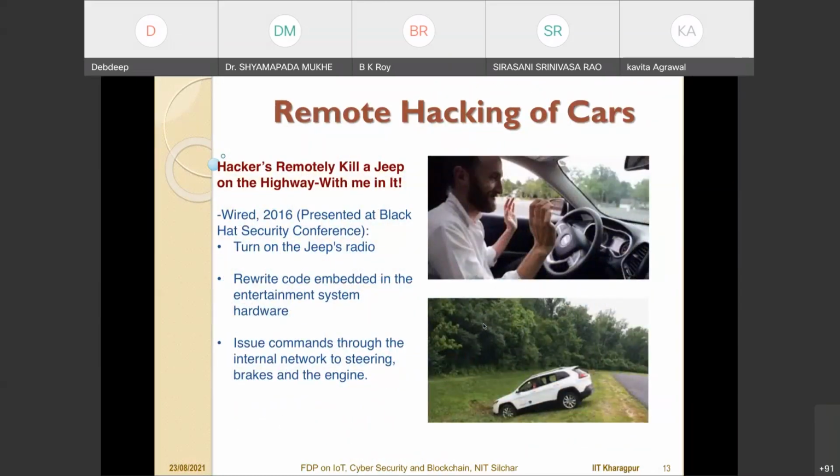Another killer application when it comes to cyber physical system security is the example of automotives.